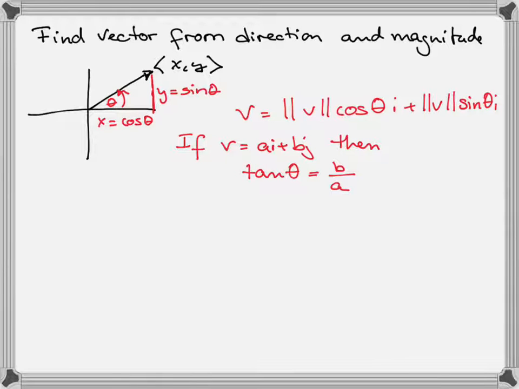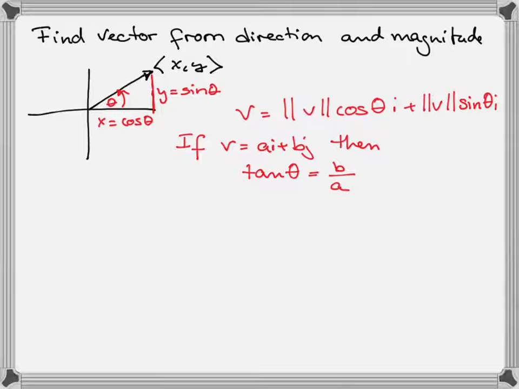Okay, let's take a look at finding a vector from the direction and from the magnitude. Now we can find the vector by using the component form here. And so we have the vector v is the magnitude times cosine theta, if you look at my triangle on the left hand side, plus the magnitude times sine of theta.